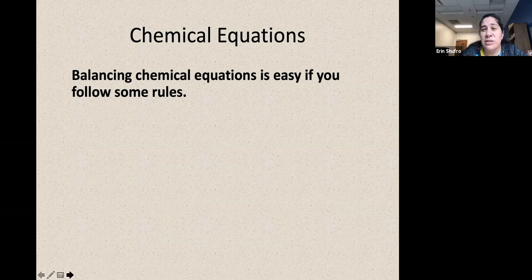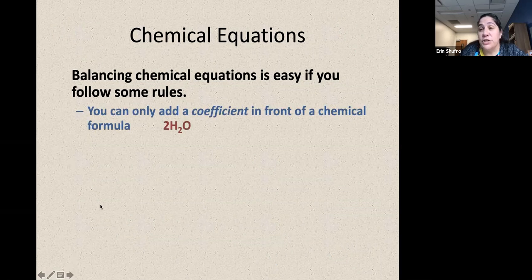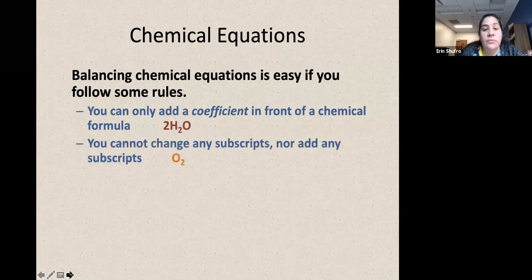Okay. Well, there's a couple of rules that are going to make your life easier. First, the only numbers you can change in a chemical equation to balance it are the coefficients. Okay. You can only add a coefficient in front of a chemical formula. Okay. This is important. You cannot change any subscripts or add any subscripts. Okay, so if you're balancing a chemical equation, you cannot change that O2 to an O3 or an O4 or an O5, right? You cannot change the subscripts or add any subscripts in order to balance your chemical equation.